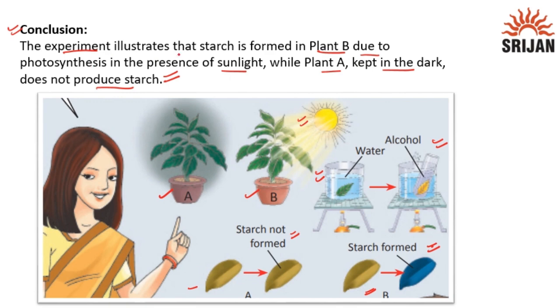So the experiment illustrates that starch is formed in plant B because it changes its color to blue-black due to the presence of starch, while plant A, which was kept in the dark, does not produce starch.